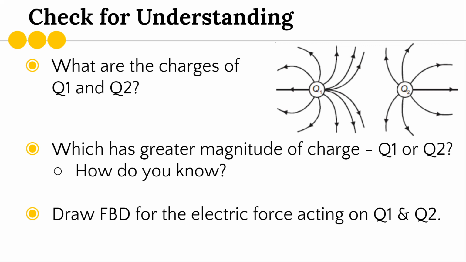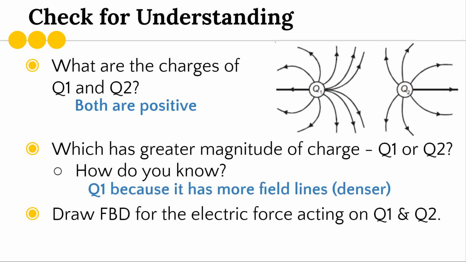Positive. Again, look at the arrowheads. Yes, they're both going to be positively charged because the arrowheads are all pointing away from them. Which one has a greater magnitude of charge? Q1, because it has more field lines.